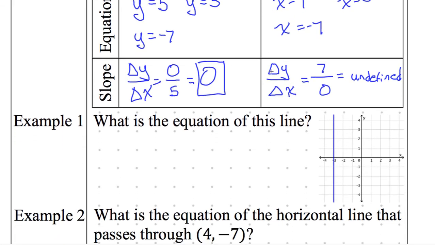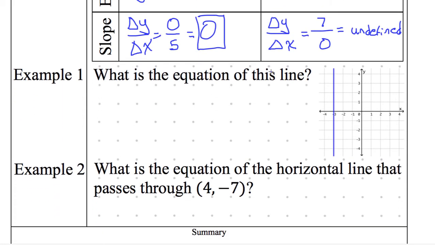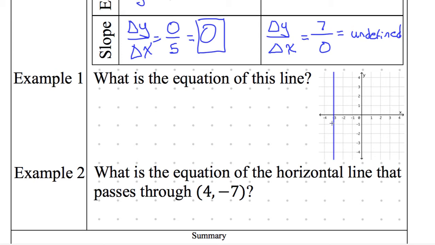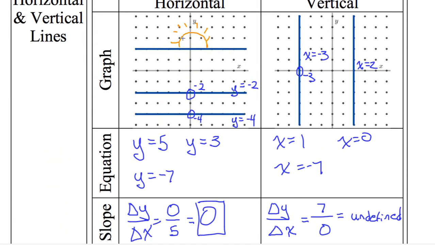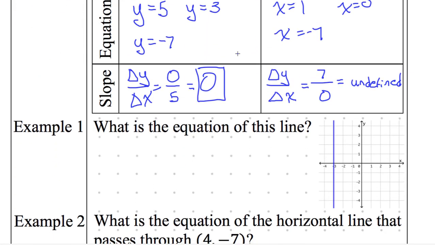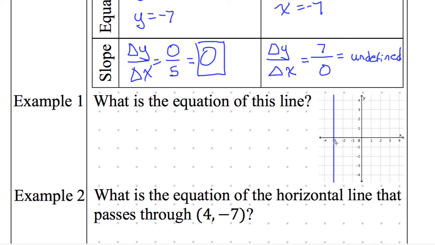All right, so we're almost done with the notes. I know that this was a long pair of notes. So example 1, what is the equation of this line? Okay, so the first question I'm going to ask myself, is this a horizontal or is this a vertical line? And then I have to come back up here in my notes. Okay, it's a vertical line because I can't draw the sunset. The sunset is the horizon. It's not a horizon, so it's vertical. So I know that this is a vertical line.